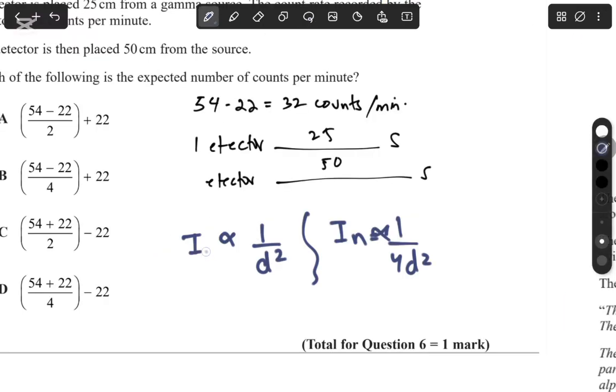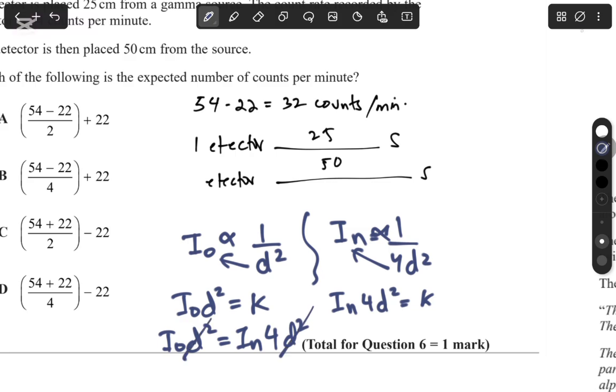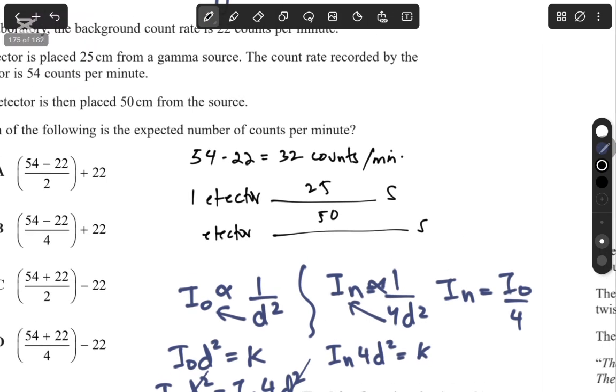Okay, let's call this I old and I new. So now what I can do is equate both of them with k, where k is a constant. I can multiply both things by the denominators and equate them to k, and then I can equate both equations as well, because both of them are equal to k, the proportionality constant. So you notice I equated both of them and cancelled the d out. So the new intensity is going to be 1/4 of the old intensity. And so the new count rate is going to be the old count rate divided by 4. What was the old count rate? 32. So 32 divided by 4, it's going to be 8.